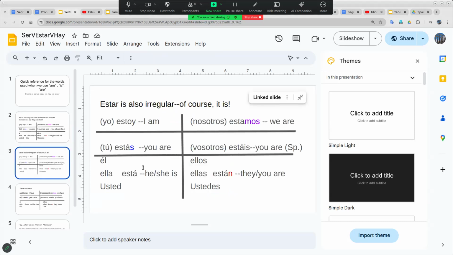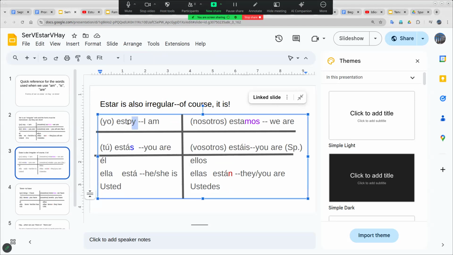But sometimes to say am, is, are, we'll use this verb estar, right? Estar. So here's just your quick reference so you have it really at hand in a handy way, all the forms.